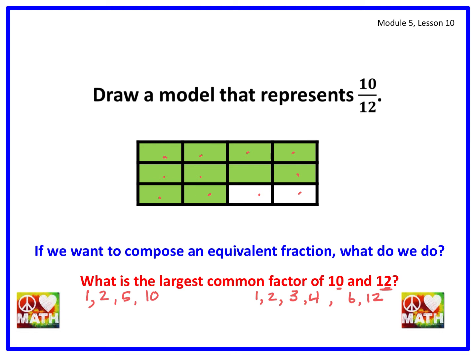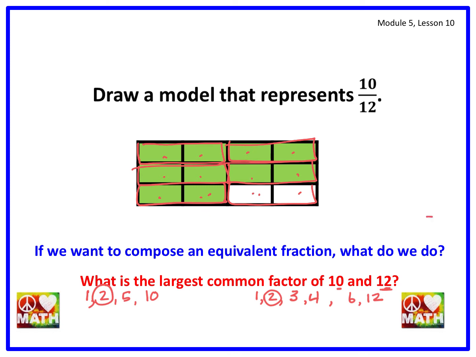Now, as I look at these, they're asking what's the largest common factor. In other words, what is the largest number that both of these have as a factor? As I'm looking, the only common factor that I see is 2. So that's going to be my largest common factor. Because I know that's a factor, I can decompose or compose these into groups of 2. How many groups of 2 do I have? 1, 2, 3, 4, 5, 6. So I have 6 groups of 2.